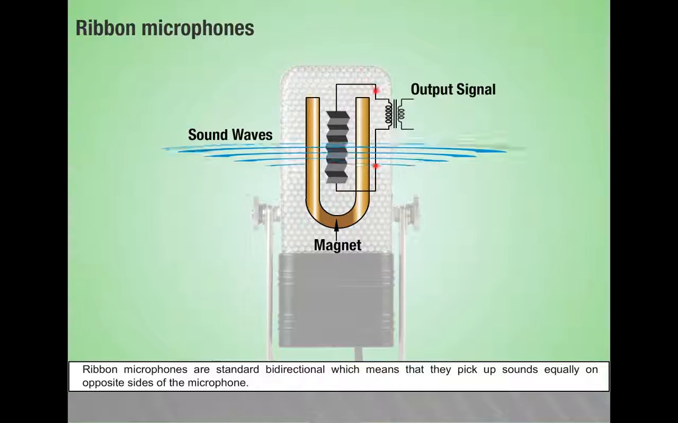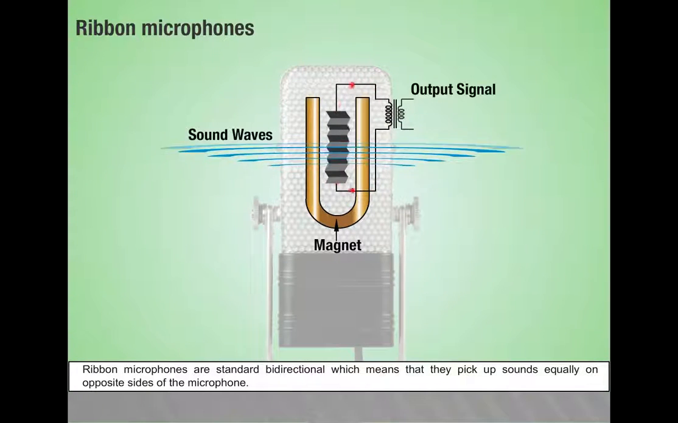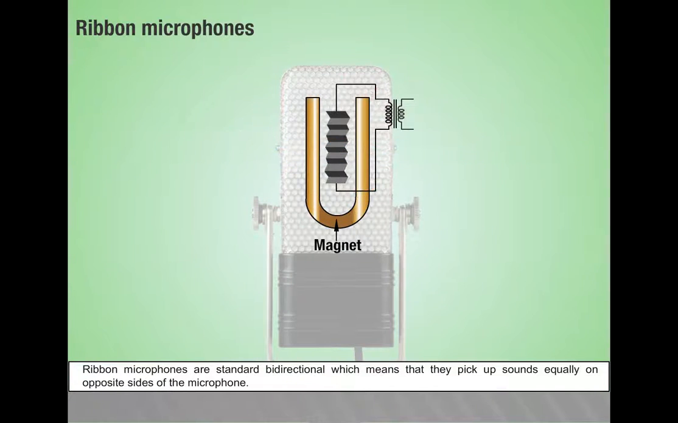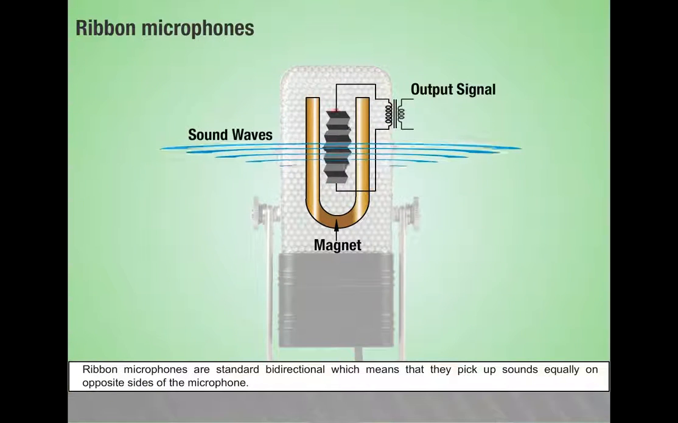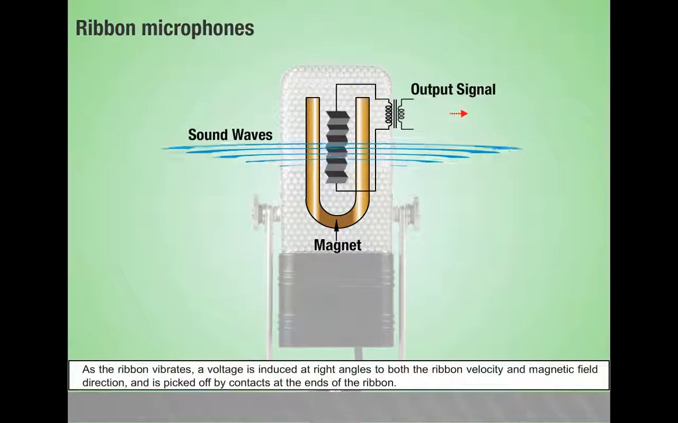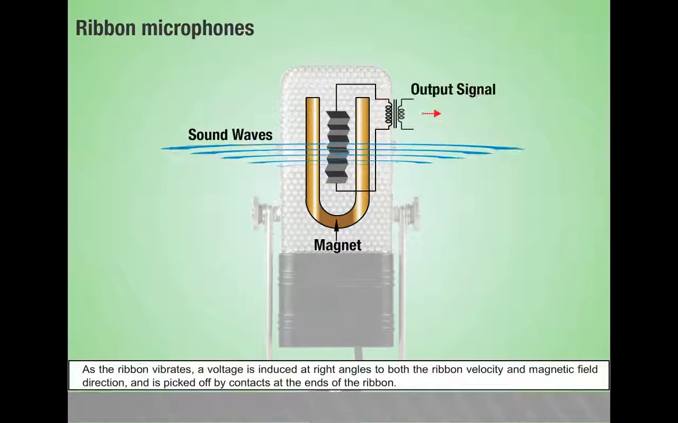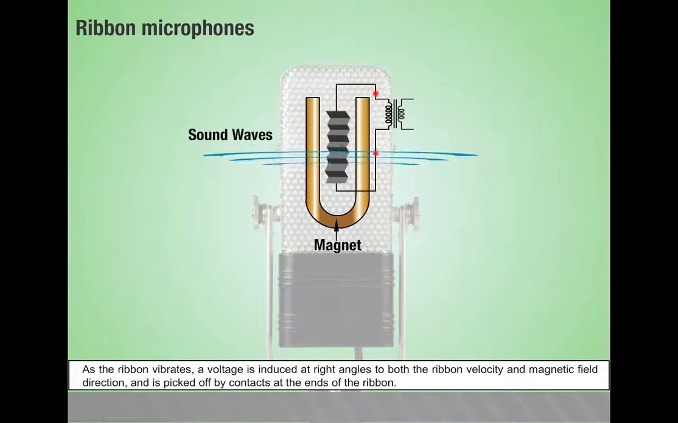Ribbon microphones are standard bidirectional, which means that they pick up sounds equally on opposite sides of the microphone. As the ribbon vibrates, a voltage is induced at right angles to both the ribbon velocity and magnetic field direction and is picked off by contacts at the ends of the ribbon.